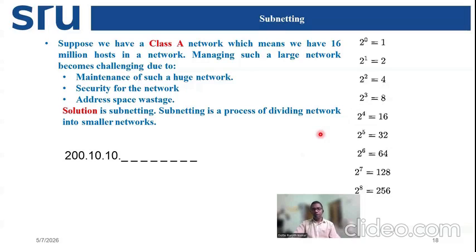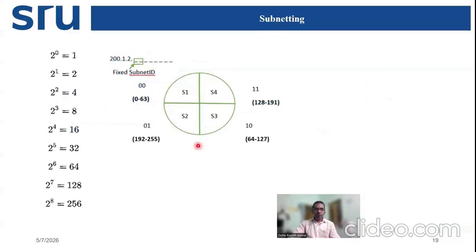So now let us see with an example how this network is divided into subnetworks and how the subnet mask will be used. Look at this example, same 200.1.2. 200 means this is a class C address. Class C address means the first 3 bytes represent the network address and the last byte represents the host address.